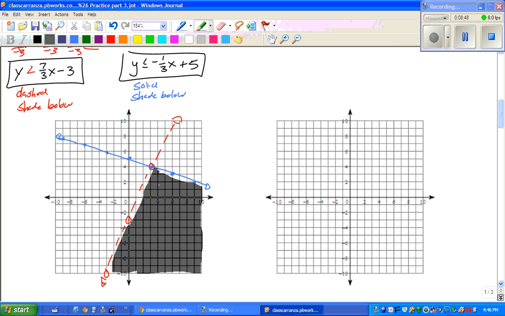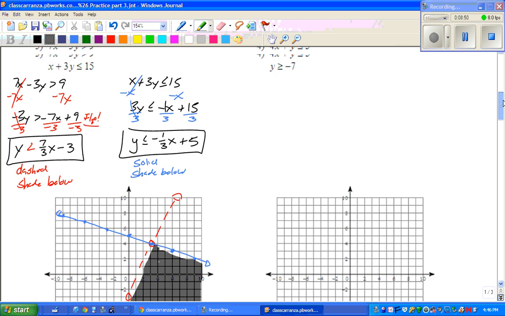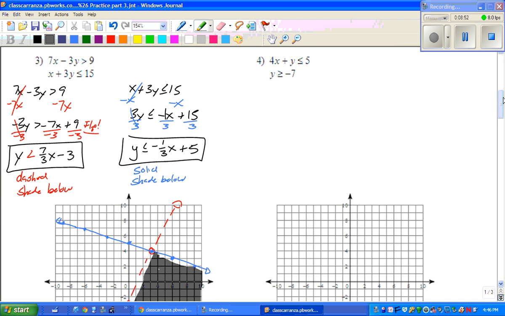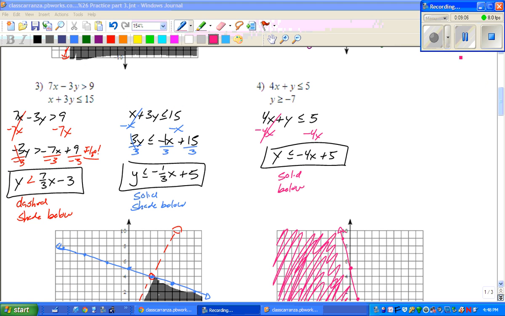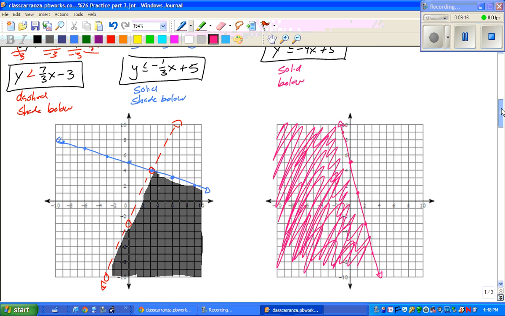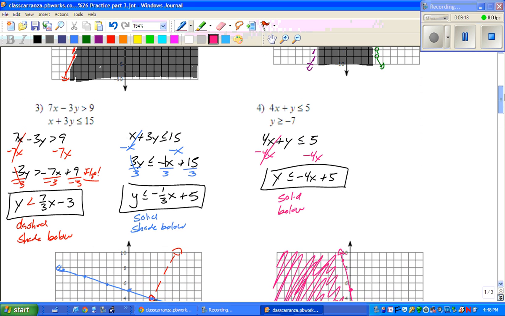All right, number 4. Why don't you guys pause the video and just graph that first equation? Okay, see if you can get there, and then I'll fill you in with the rest of it. So you should have gotten y is less than or equal to negative 4x plus 5. It's a solid line, and we shade below. So there we go. It's nice and pretty.